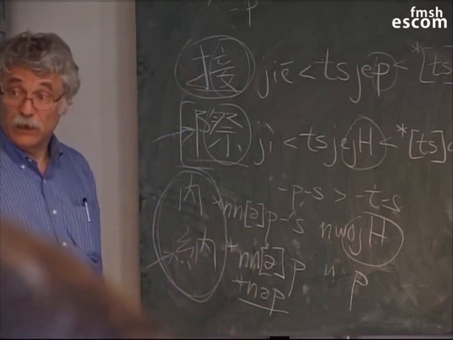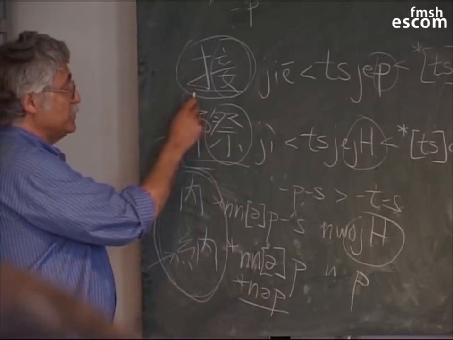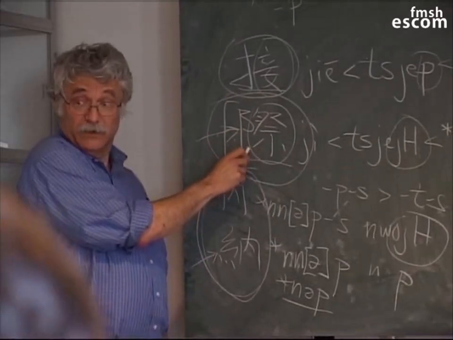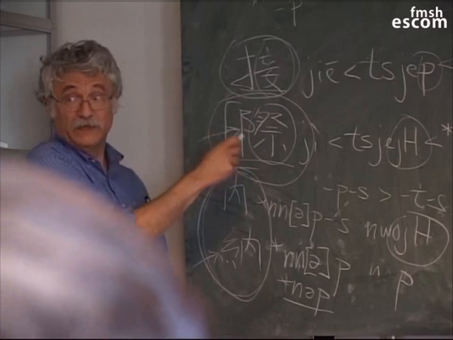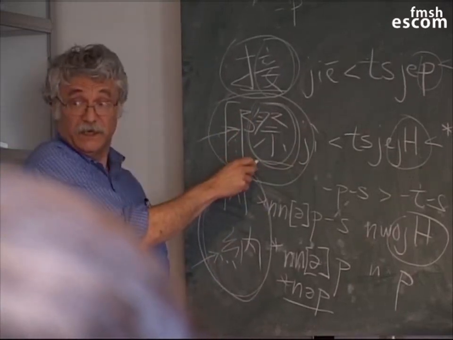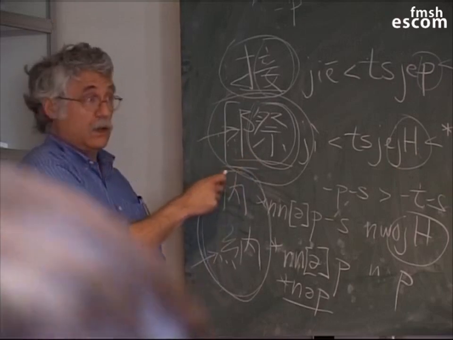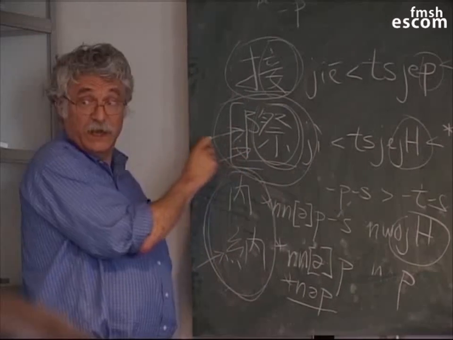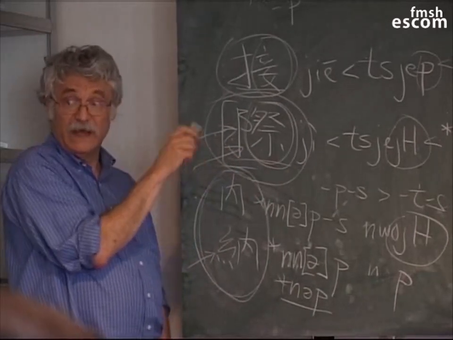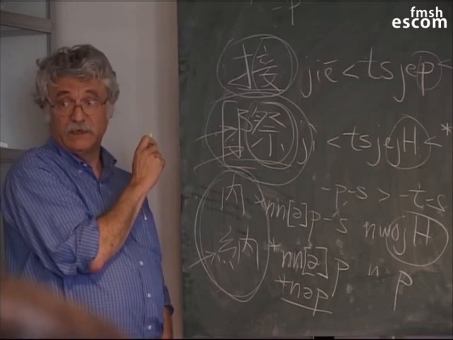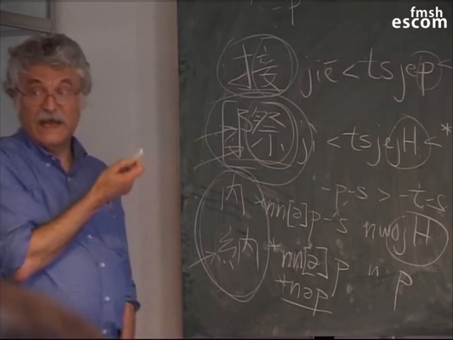Now, another way you can tell when these things happen, of course, is by changes in the script. Nobody would write the character this way if they were still pronouncing it PS, because this implies a final T. So as soon as this character appears, you can assume that at that time and place, somebody was pronouncing it with a T instead of a P. And that's the value of these.